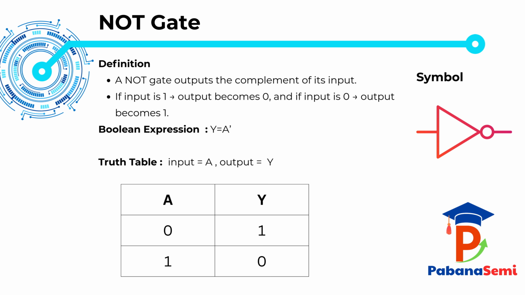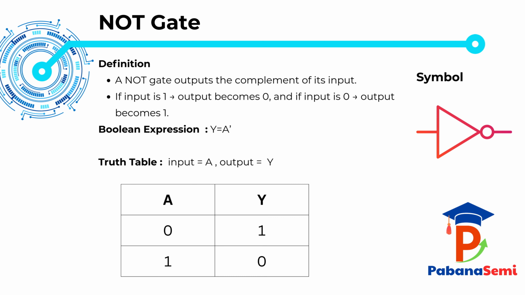The Boolean expression for a NOT gate is written as Y equals A bar or Y equals A prime. On this slide, you can see it written as Y equals A prime. Next, let's confirm the behavior using the truth table. When A is 0, the output Y is 1. When A is 1, the output Y is 0.